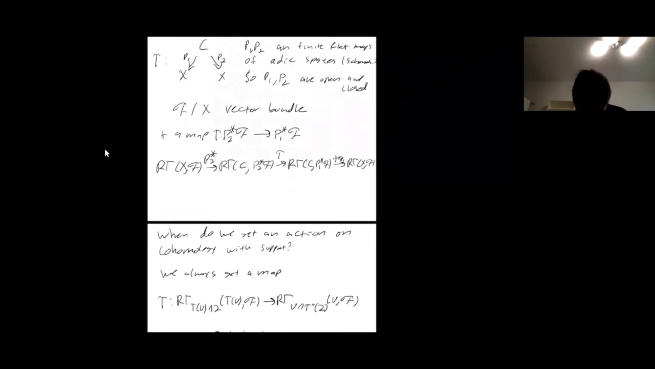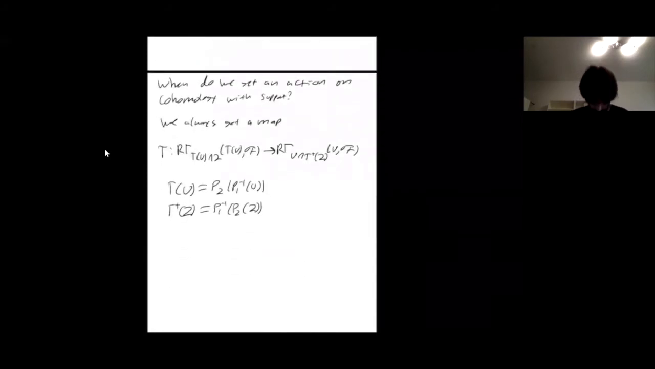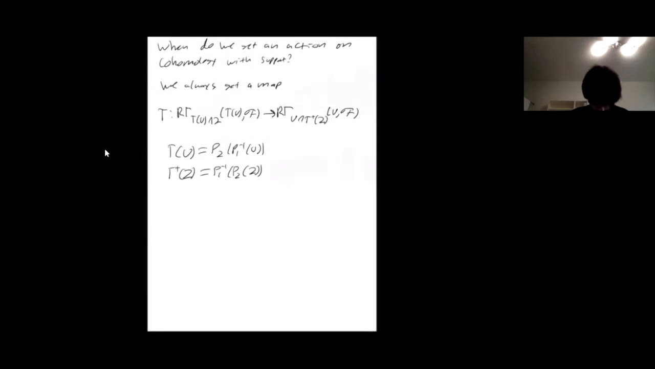And then for the supports, it's the opposite way around. If my section starts supported on Z, then it's going to be supported inside P2 inverse of Z, and so its trace is going to be supported on T transpose of Z, the image down here. I hope I convinced you that you always get a map like this. This is really the natural thing that you get when you study the action of a correspondence on cohomology with support.